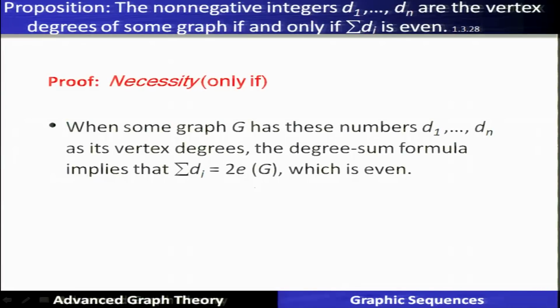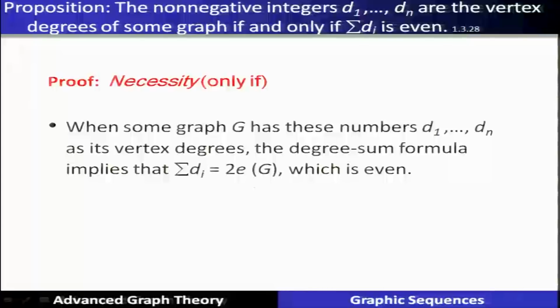So, we have to see a proposition to come up with a particular strategy to test whether the given sequence is a graphic sequence or not. Proposition: the non-negative integers d1, d2 and so on up to dn are the vertex degrees of some graph if and only if the sum of all degrees is even.